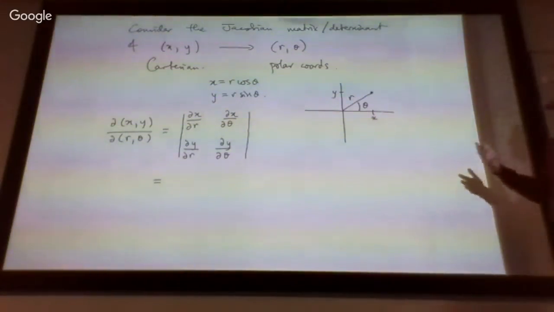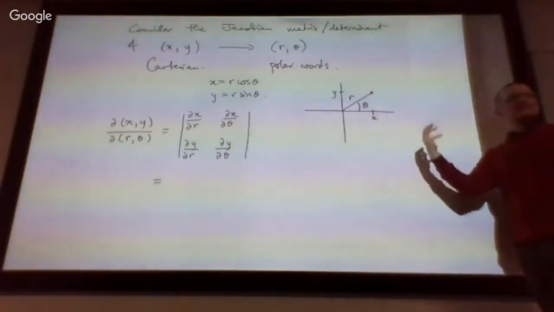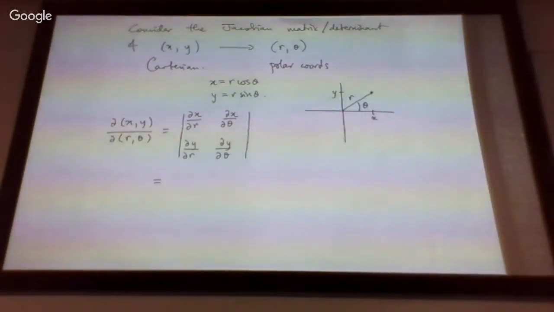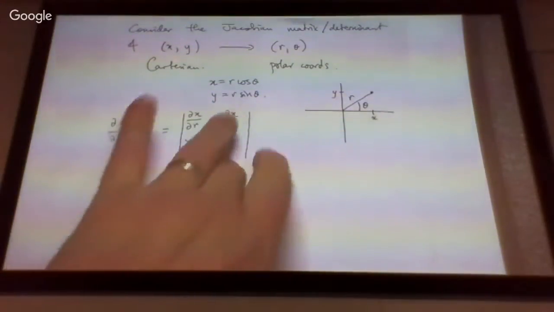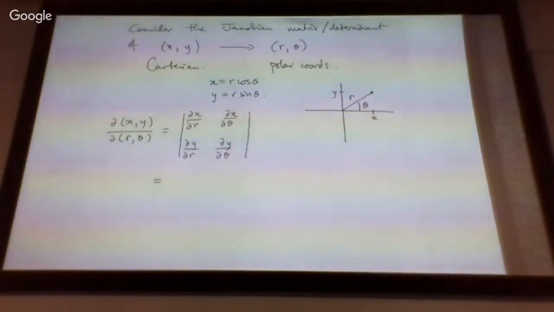Again, different coordinate systems make sense in different contexts. So depending on what shape the region has that we're integrating over, that will dictate what the best coordinate system for that integral is. So these Jacobians have an important role to play in the way we translate integrals from one system into another. Okay.